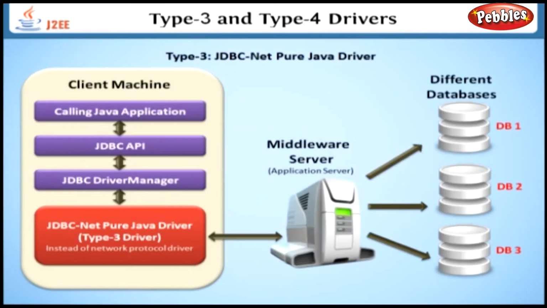Here is the diagrammatic illustration of usage of the Type 3 driver. Here we should recall the above steps and see the data flow. The request from the application goes to a driver manager and then to the Type 3 driver, and then it goes to the middleware server, and finally it communicates with the particular database. Let us see the advantages and disadvantages.